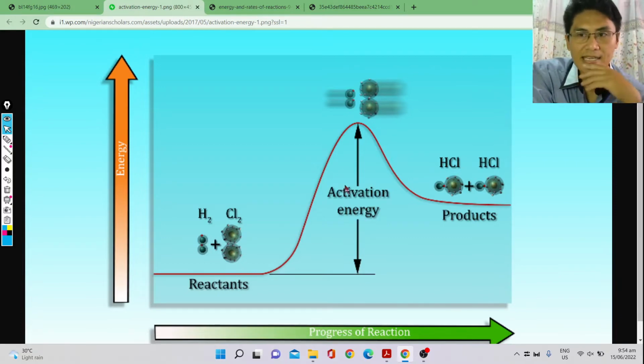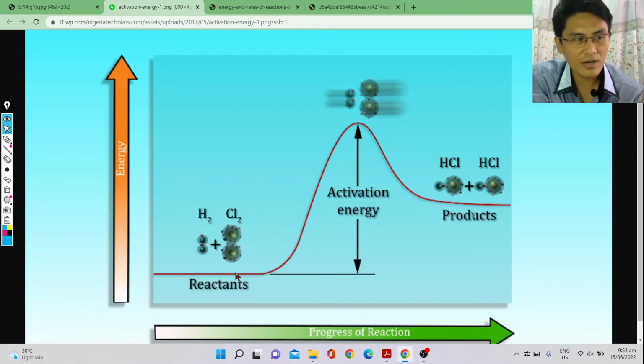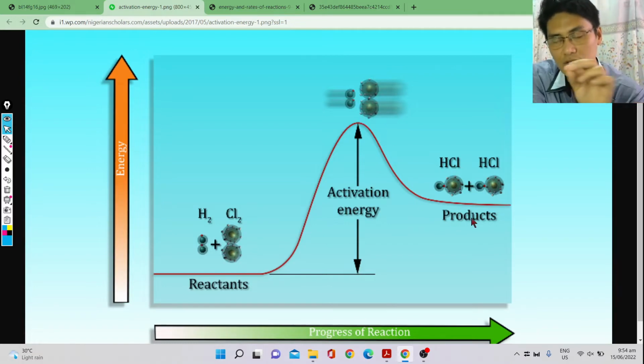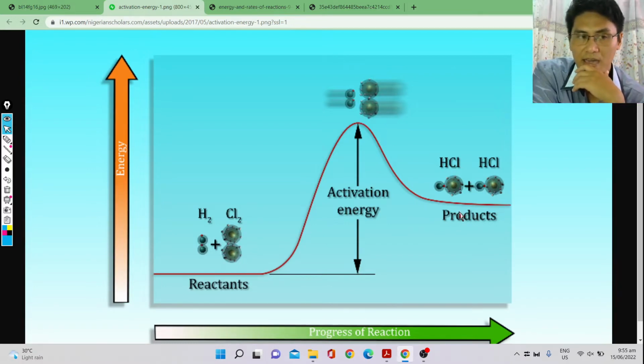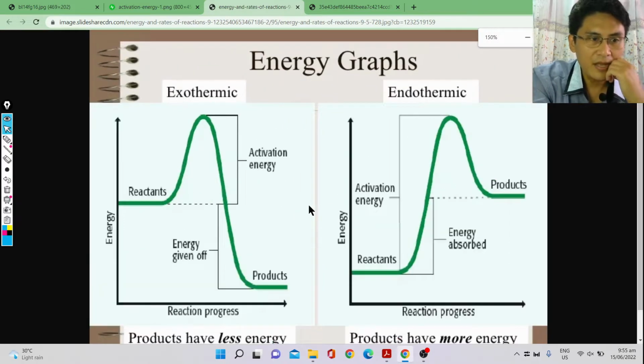The second concept is, if you look at this graph, this is a graph of energy and the progress of reaction. You have the energy level of the reactants, and then you have to overcome the activation energy, and once you reach that threshold, it proceeds and goes to the products. But this is just an example of an energy graph of a chemical reaction. You can have this also. So these are two energy graphs. Let me zoom this in.